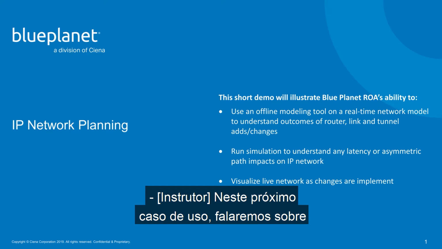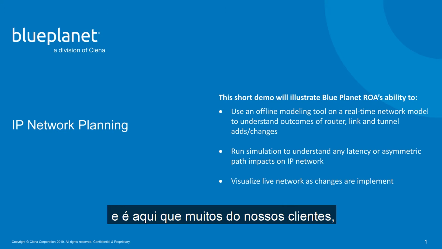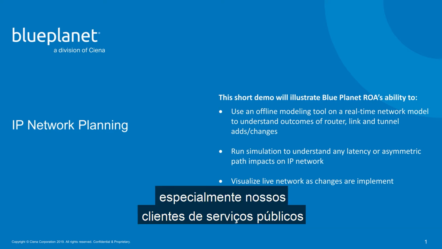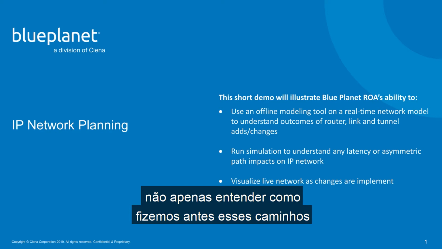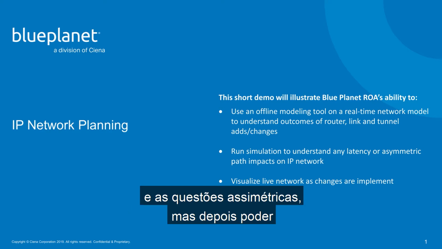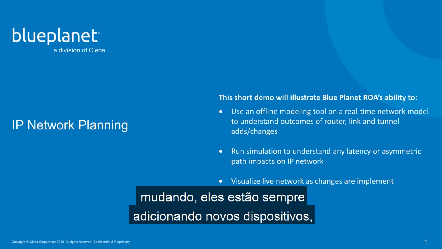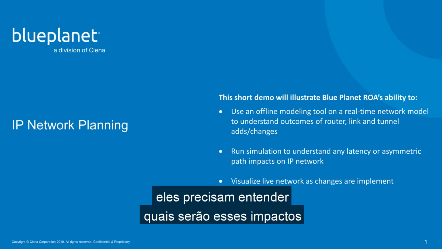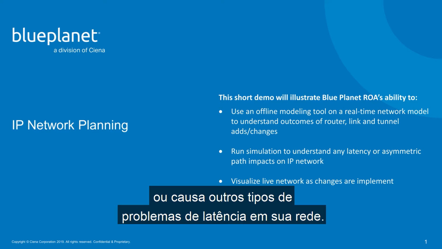On this next use case, we'll talk about network planning and change management. This is where a lot of our customers, especially our utility customers, give us very positive feedback around being able to not only understand, as we did before, the paths and the asymmetric issues, but then to be able to plan. Those networks are always changing, they're always adding new devices, and they need to understand what those impacts will be and make sure that it doesn't cause asymmetric paths or other kinds of latency issues in their network.